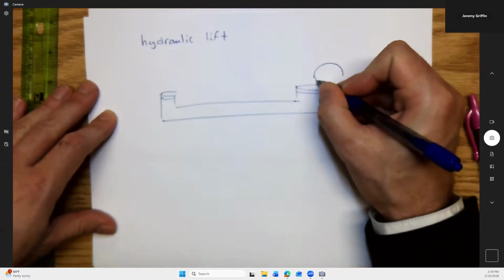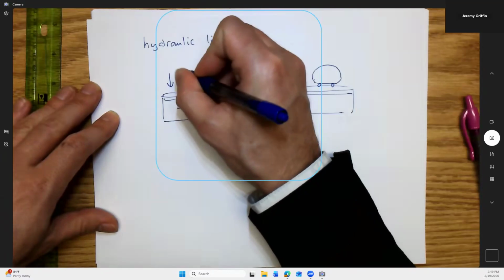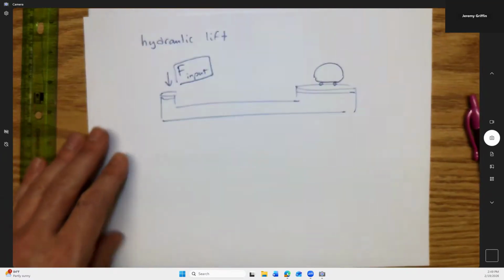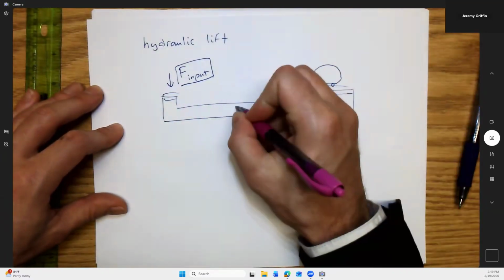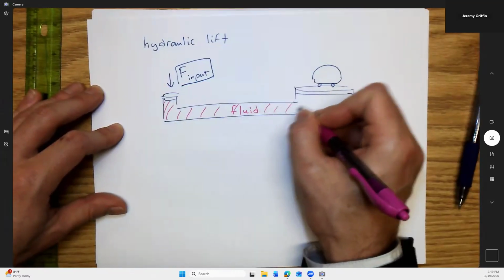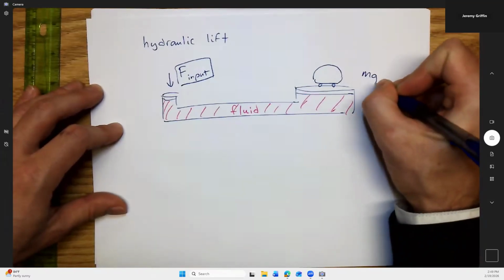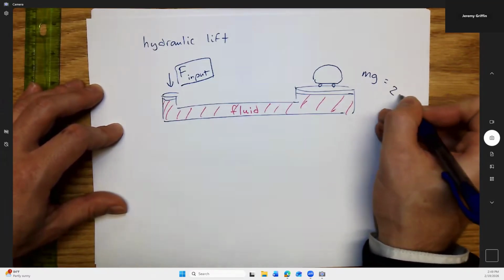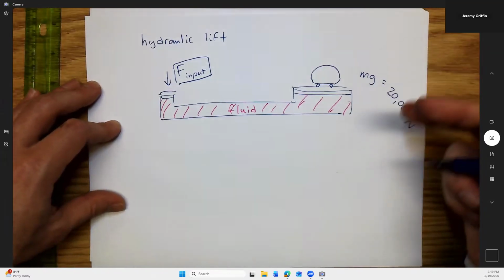So let's have an input piston and an output piston with different diameters. Let's say this car weighs a bunch, we'll come up with some value. And I want to know what is F input. So that's going to be my question, F input. I'm going to give you some values here. And let's say this is all some hydraulic fluid right here. Let's say this car weighs, mg equals, let's go 20,000 newtons. So that's the overall weight of the car.